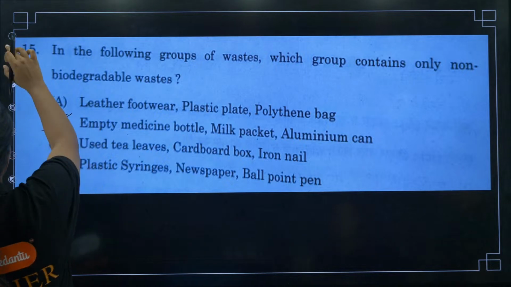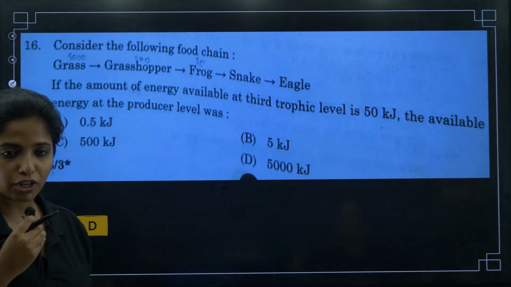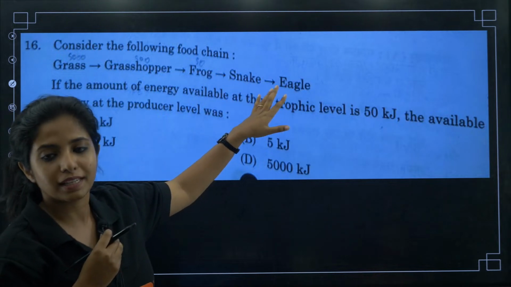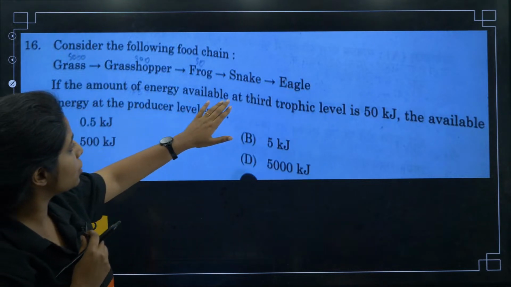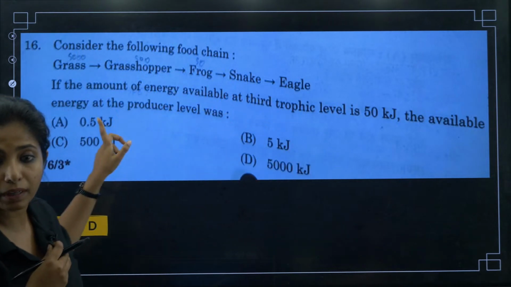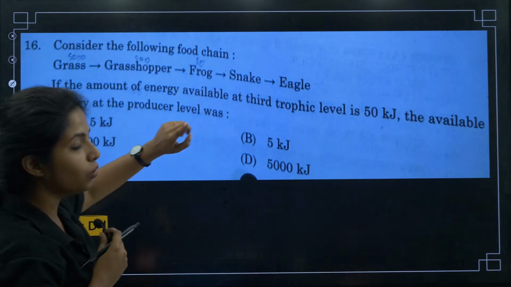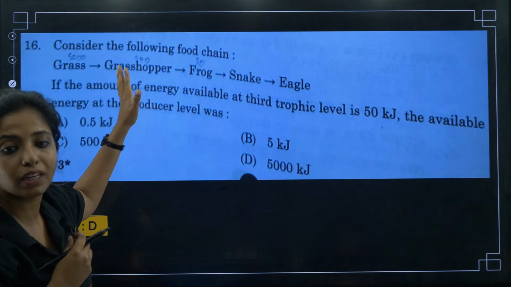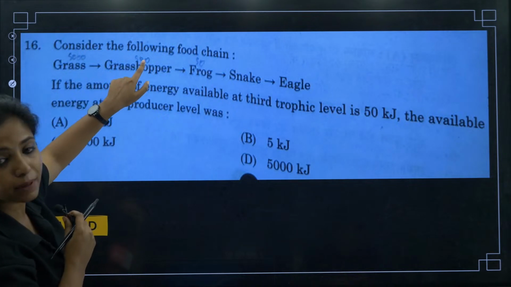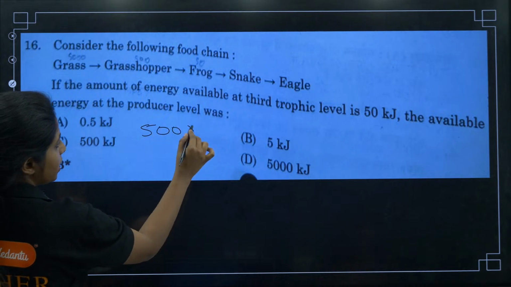Going ahead with the next, I hope, yeah, this is also mine. Consider the following food chain: grass eaten by grasshopper, grasshopper eaten by frog, frog by snake, snake by eagle. If the amount of energy available at the third trophic level is 50 kg, my dear children, what would be the available energy at the producer level? So over here it is 50, and do you know, whenever energy is passed, only 10% of the energy is passed. So here if it is 50, then here probably it would have been 500, because when we do this calculation, what is 10% of 500?